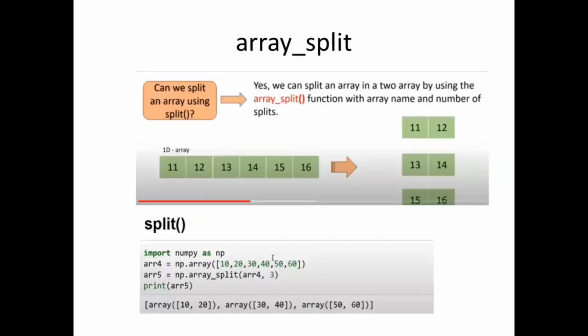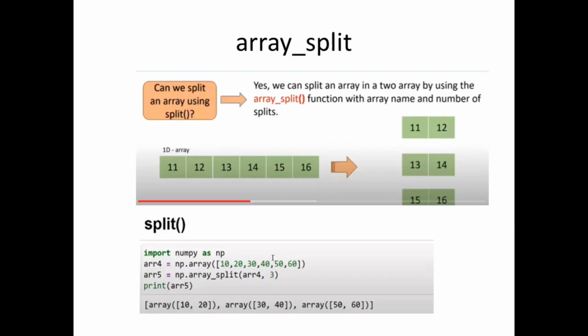Then array splitting. We can split an array into multiple arrays by using the array_split function with the array name and the number of splits. The 1D array is given, and using the split function we can split it up. Suppose the 1D array has a total of 6 elements. First create the array with the 6 elements, then use the array_split function. Then specify how many arrays you want to split into. Suppose I want to split into 3 arrays, then you have to specify the number in the function.